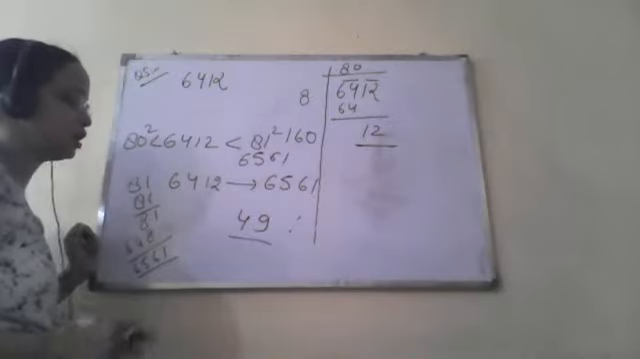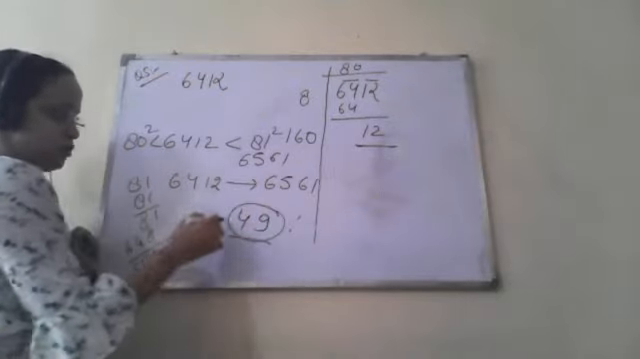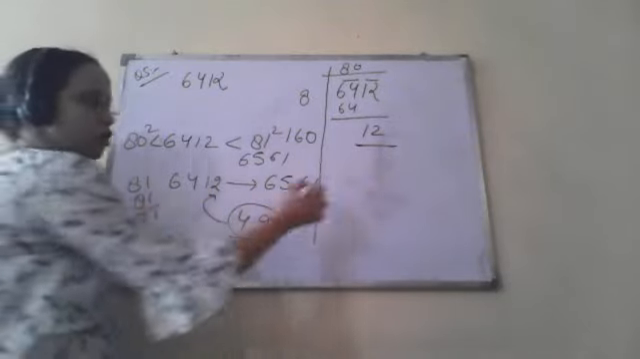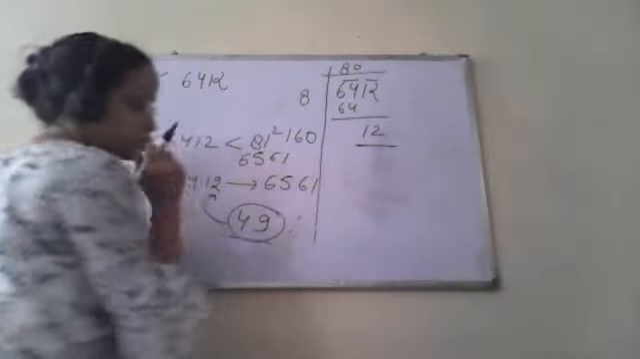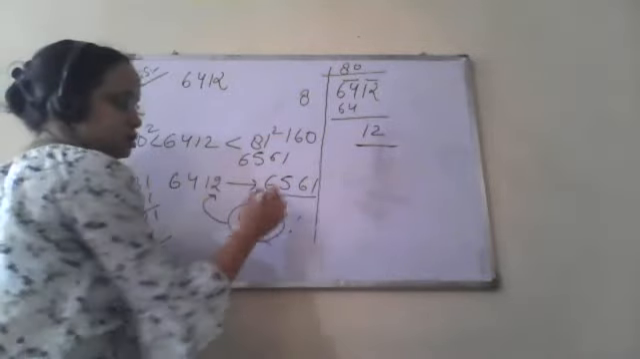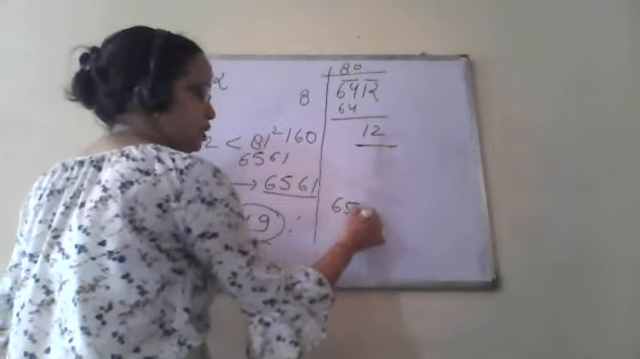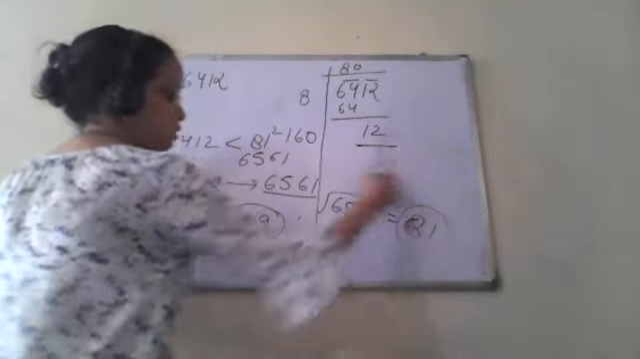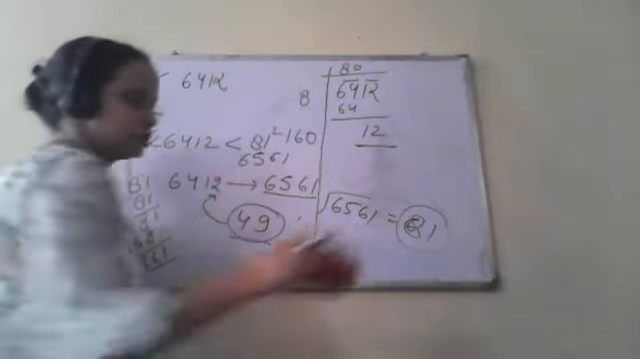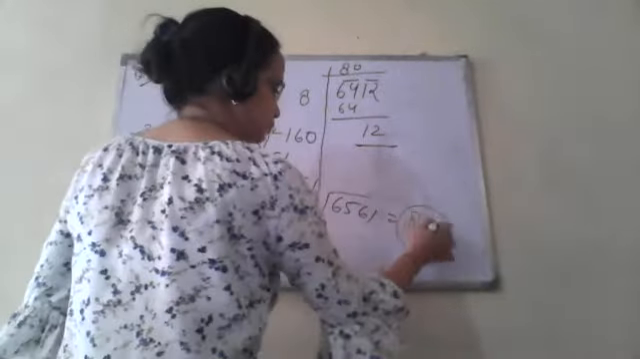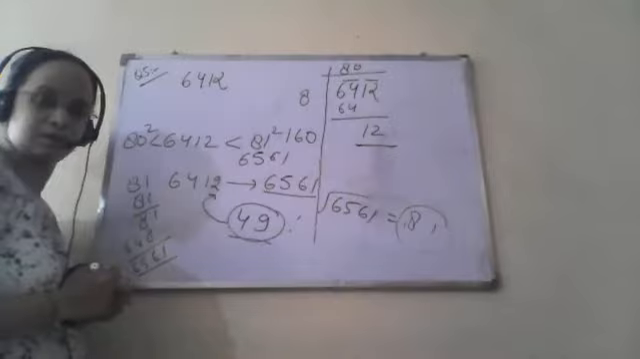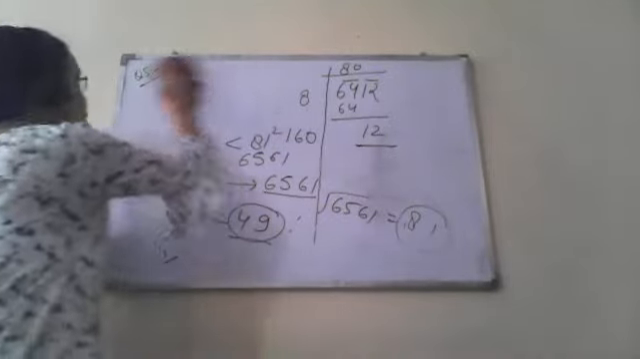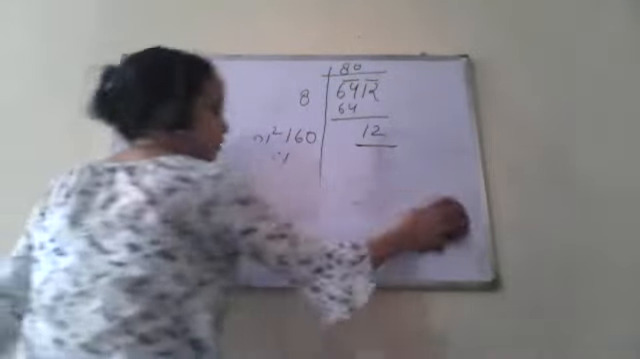This will be 49. Okay, so 49 is the smallest number which has to be added to 6412 in order to get the next perfect square, that is 6561, and the square root of this 6561 will be 81. So this is 81. Clear? I hope now things are clear. So this was all about question number 5.